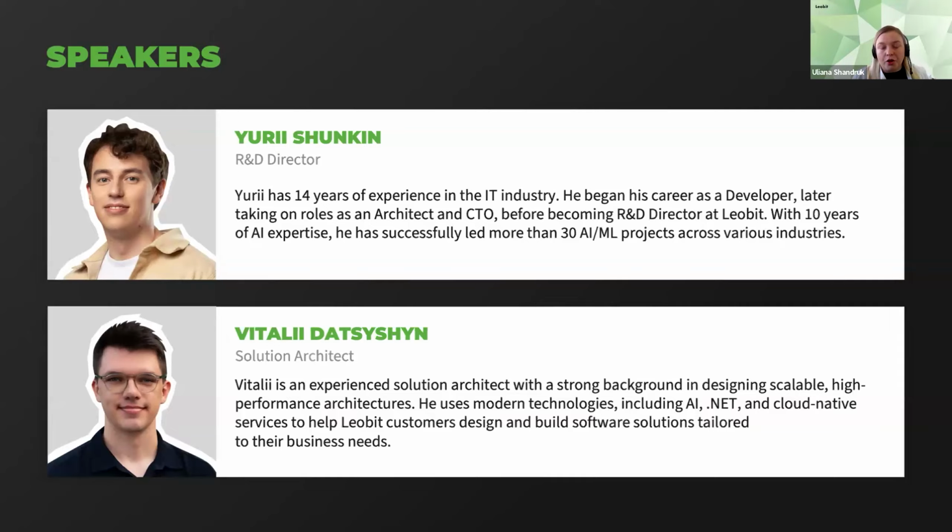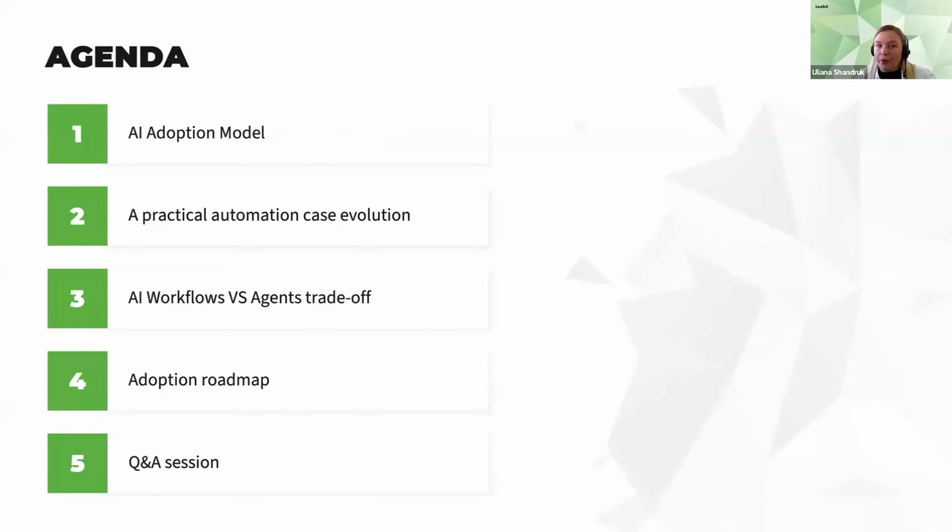And moving on, let me share the agenda with you. As you can see, we have 4 main blocks of technical information and the Q&A session at the end. We'll start with AI adoption model, then we'll share practical automation case evolution. Afterward, we'll move to AI workflows versus agents trade-offs. And finally, we'll end with adoption roadmap.